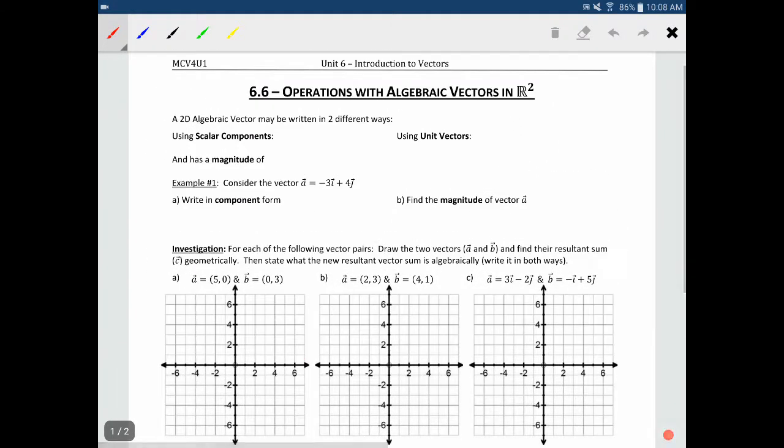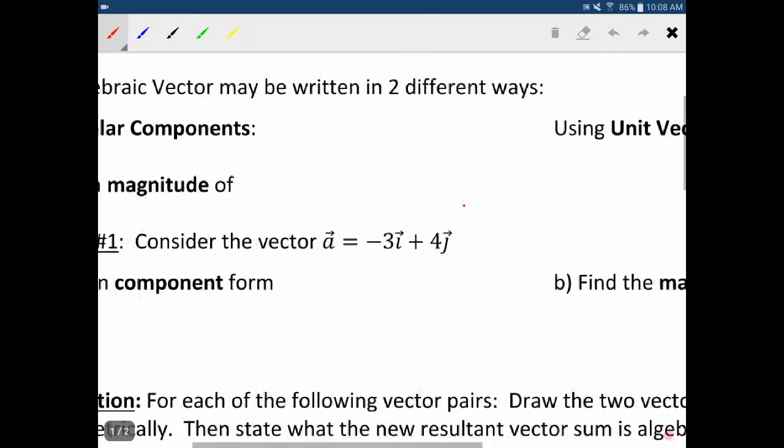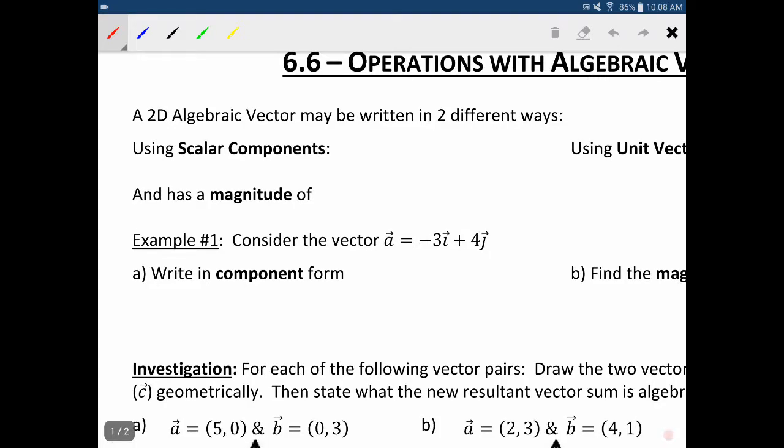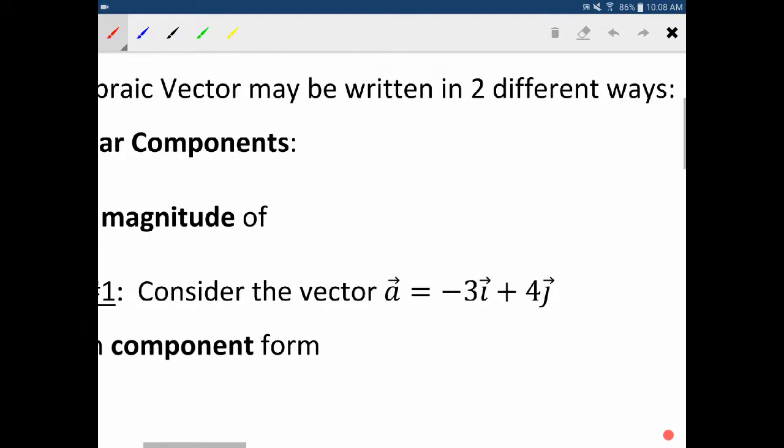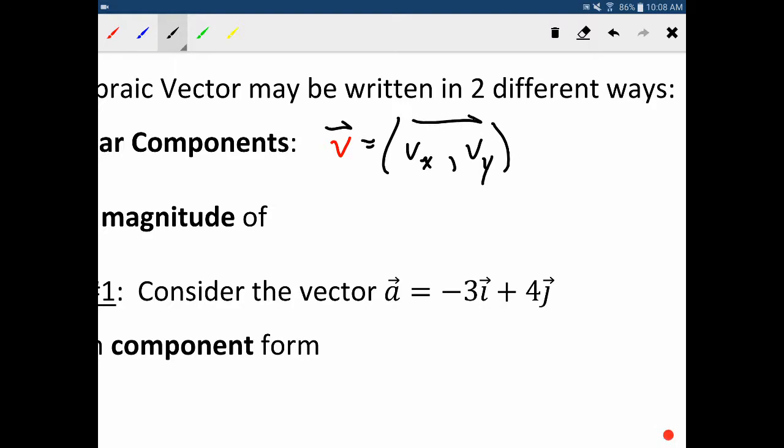Hey guys, today we are going to look at operations with algebraic vectors in R2. To begin with, you will remember, hopefully, that there are two different ways that we can write algebraic vectors. The first one is that we can write it in scalar components. In other words, you write it like this, where we just break down the components and write it as coordinates like that.